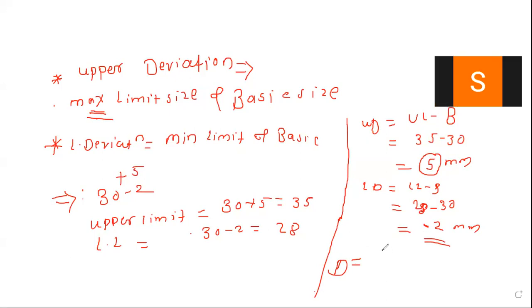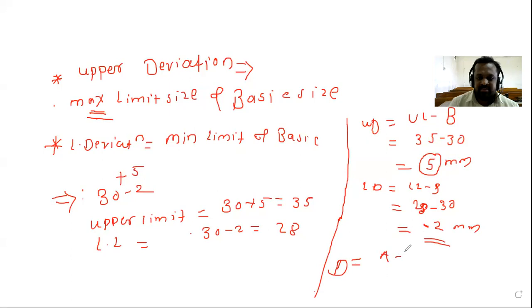Actual size minus basic size. Suppose here the actual size, how will it come? What is the limit? Maximum limit is 35, and minimum is 28.